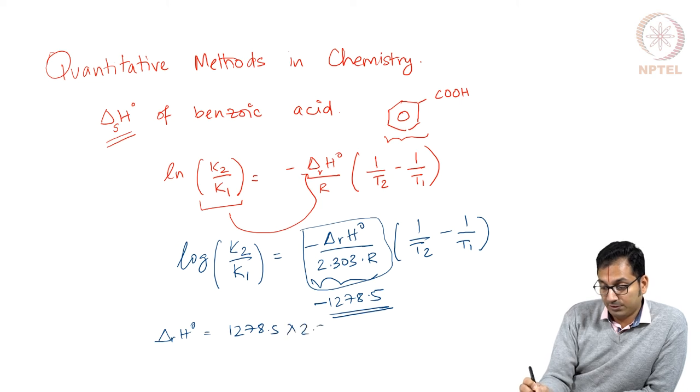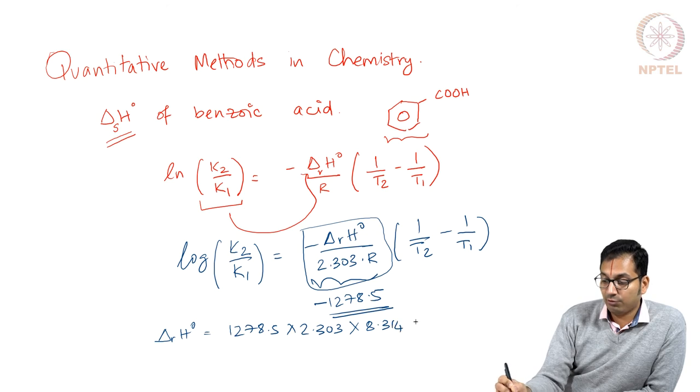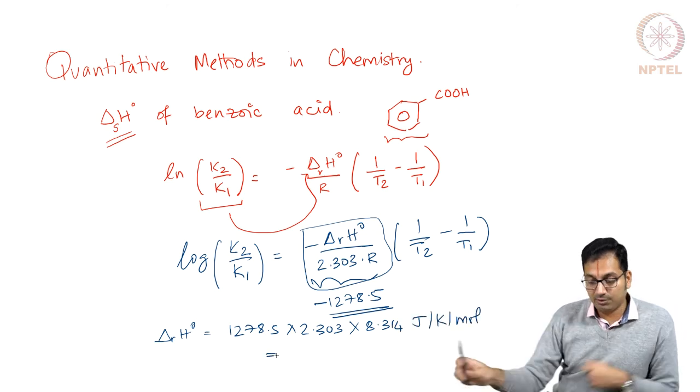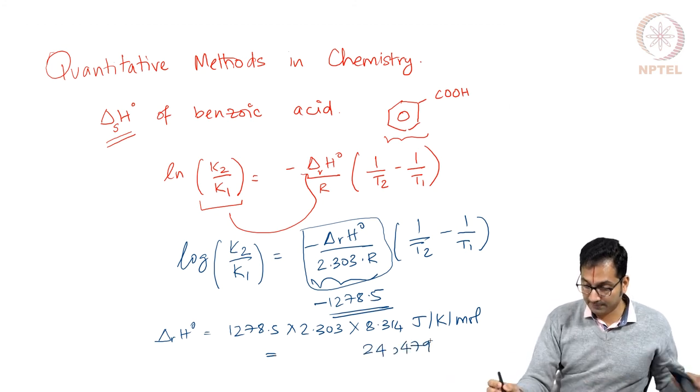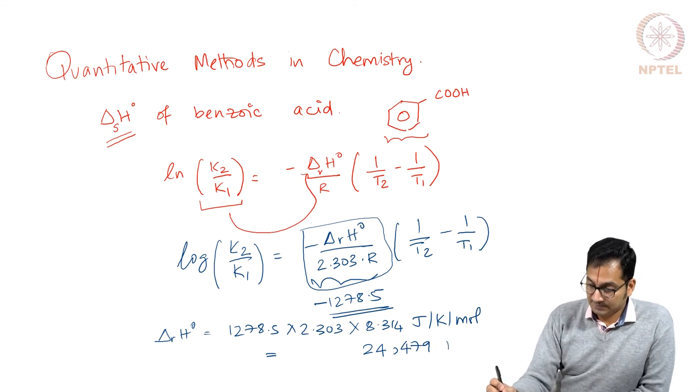So now the delta H naught for this process is going to be 1278.5 times 2.303 times 8.314 joule per Kelvin per mole. So this is going to be equal to 24.479 joules.